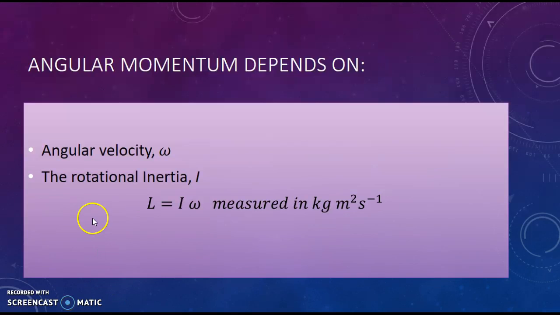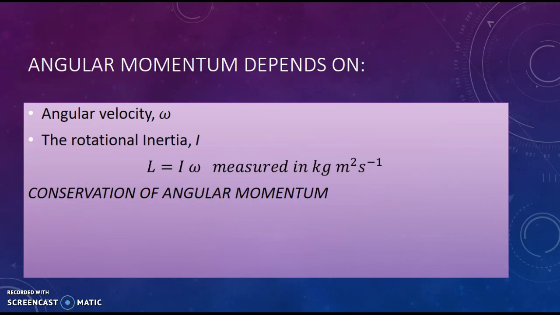And so we use this symbol L, capital L, and it is equal to the rotational inertia times the angular velocity, and it's measured in kilogram meters squared per second. And this comes from, if you work out inertia, which is kilogram meters squared, times radians per second to the -1, but we ignore the radians because it's a ratio, and so we just ignore that when we write the final unit.